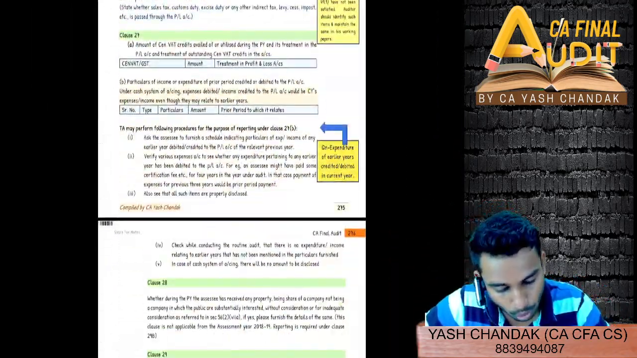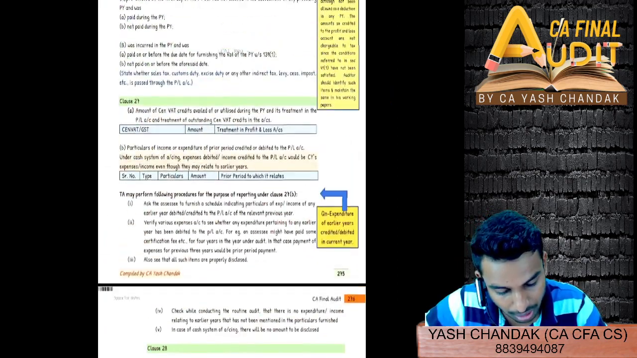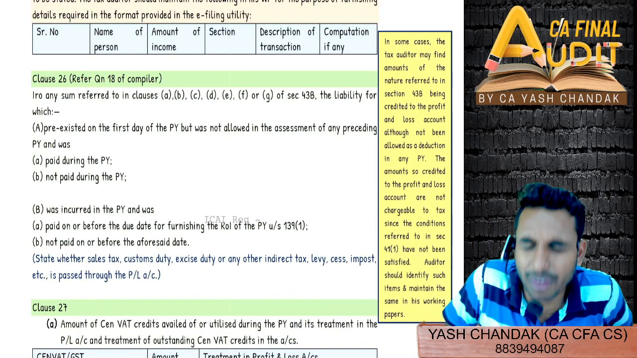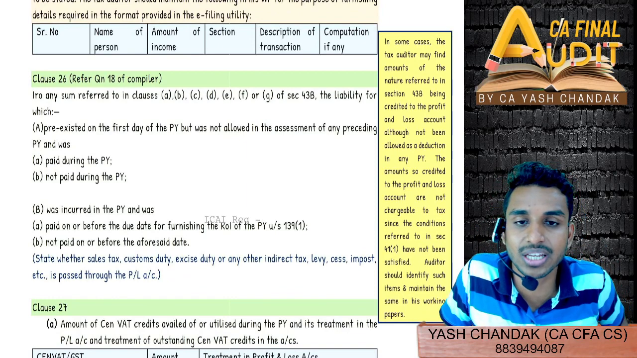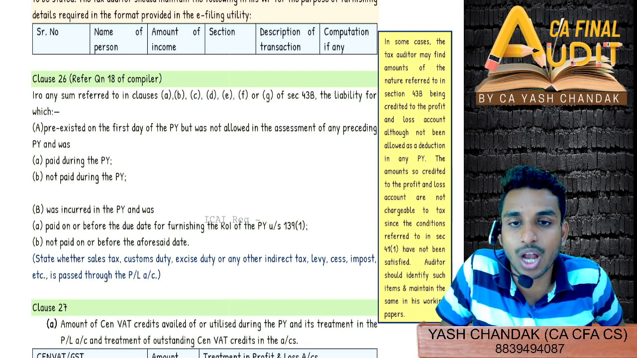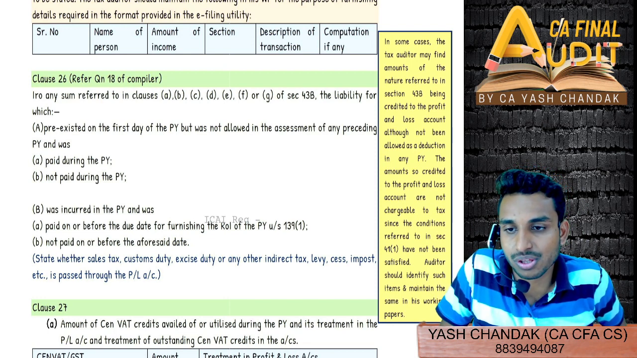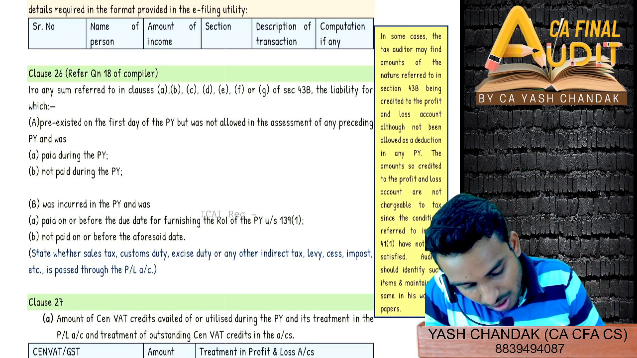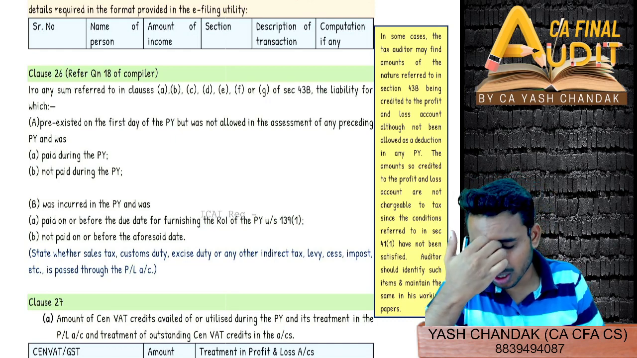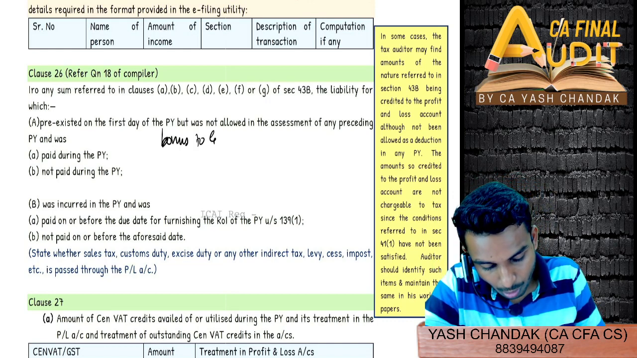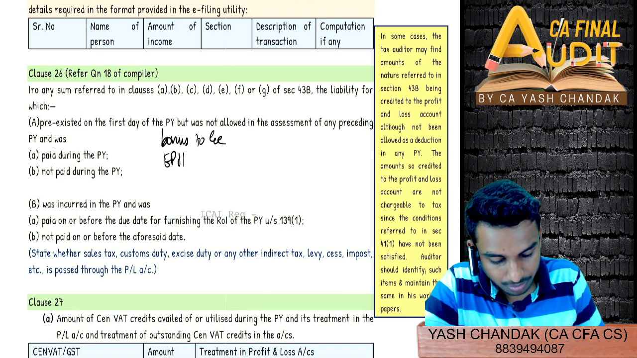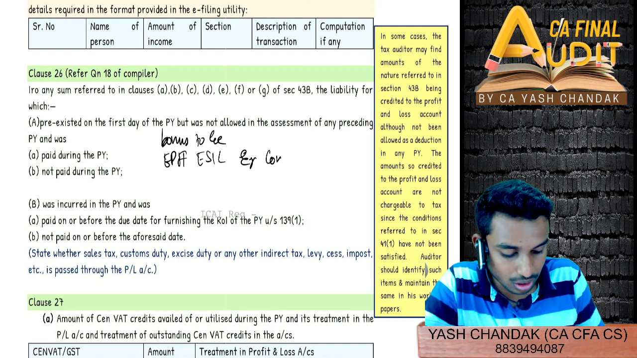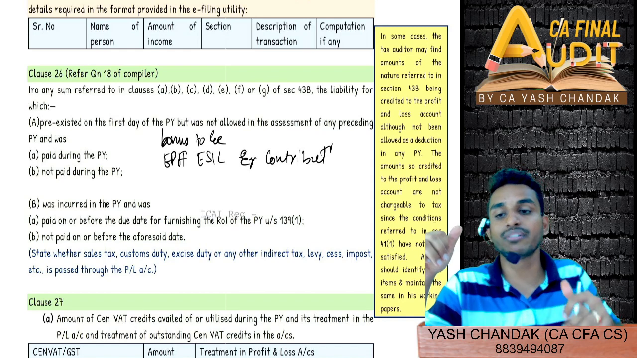I'll just quickly come to clause 26, which relates to section 43B. This is an important clause. Everyone might be aware of section 43B. Section 43B expenses are allowed only on payment basis. Yes, payment basis. So I'll just brief you about section 43B. All the expenses mentioned under section 43B, like bonus to employee, EPF ESIC contribution. Which contribution? Employer contribution, not all contribution. Employee contribution is not covered here, only employer contribution.